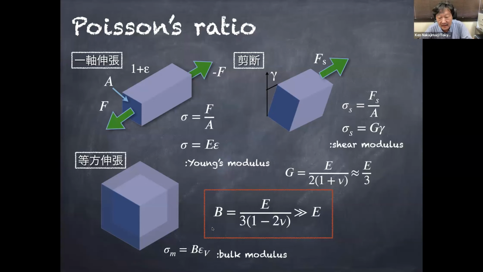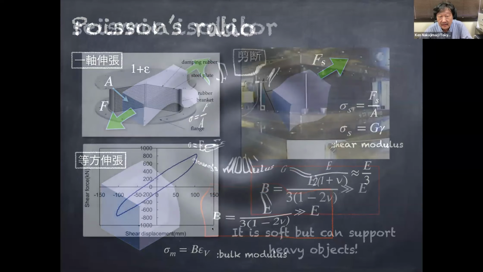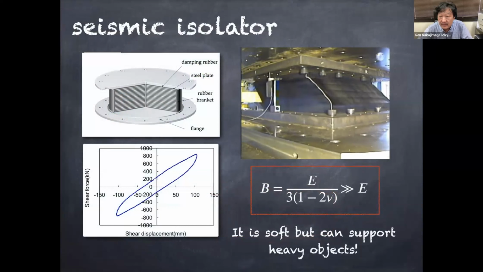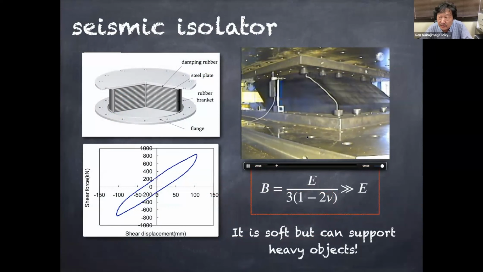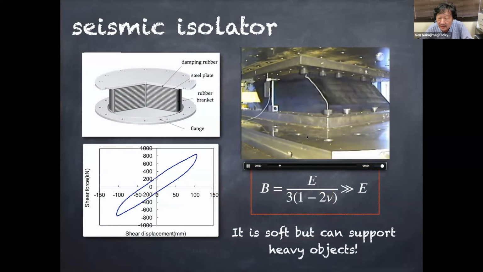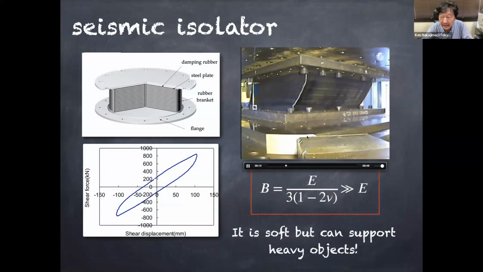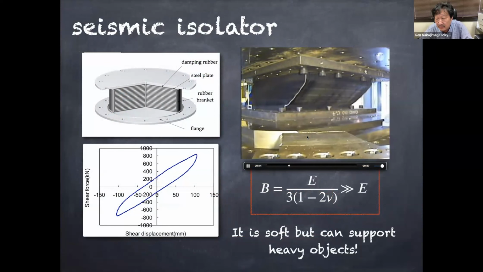And there is a very, very nice industrial application of this relationship. What is it? This is the seismic isolator. In Japan, as you know, there are so many earthquakes, so for many of the buildings or bridges, we have to set this seismic isolator beneath the buildings or bridges.